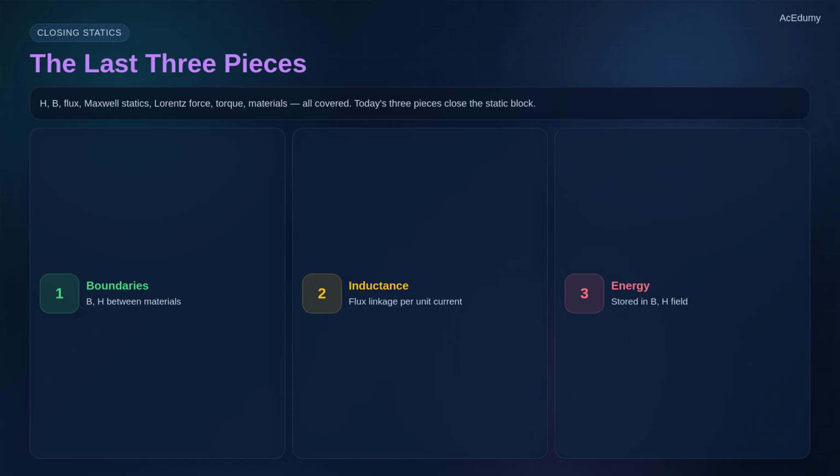Today closes the static electromagnetic block with three final pieces: how fields behave at the interface between two different materials, how we measure a coil's ability to store magnetic flux through its inductance, and where the magnetic energy lives.